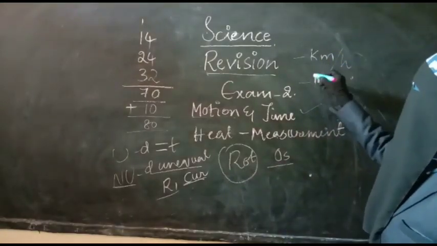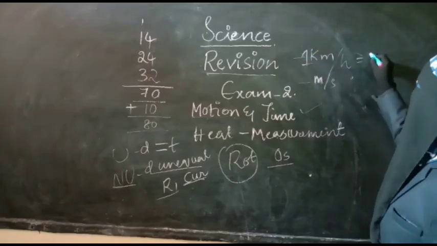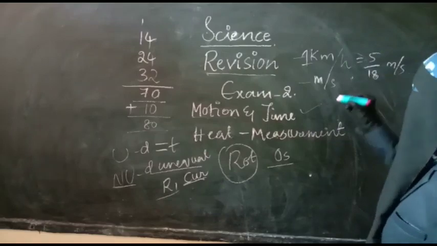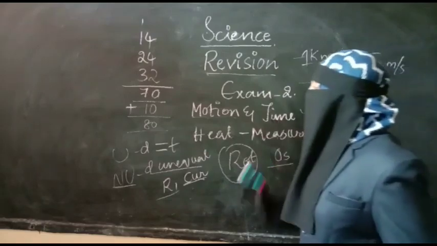1 kilometer per hour equals 5/18 meter per second. We have derived this also. So go through this properly. This was about motion and time.